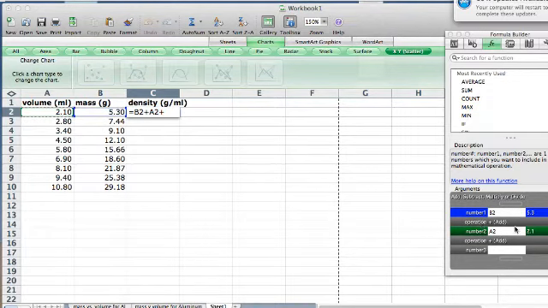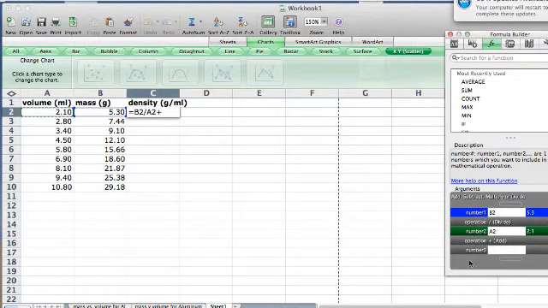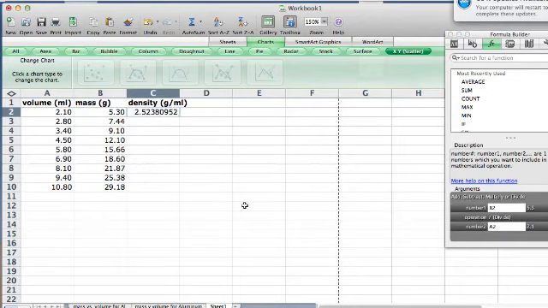My operation is not add, but divide. Okay. And if I hit return, the calculation is done for me. If I look up in the function box up here, I see equals B2 divided by A2. And that is how the function is written out.